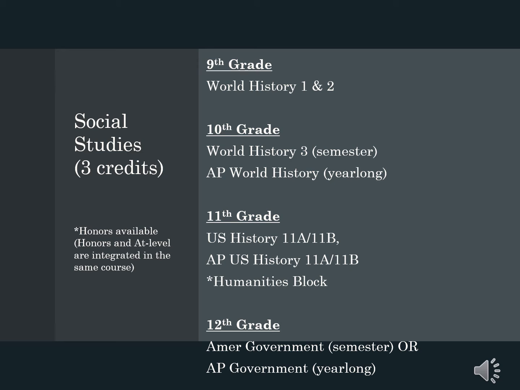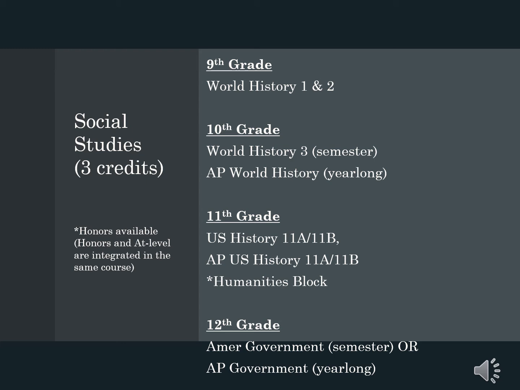For social studies, students need to complete 3 credits. This is the course progression for social studies at Ballard High School. The year-long world history in 9th grade. In 10th grade, students can choose between 1 semester of World History 3 or complete the year-long AP World History. In 11th grade, they have 3 different choices. They can choose the Humanities block, which is US History and American Literature together in the same class, the same kids, or US History or AP US History.